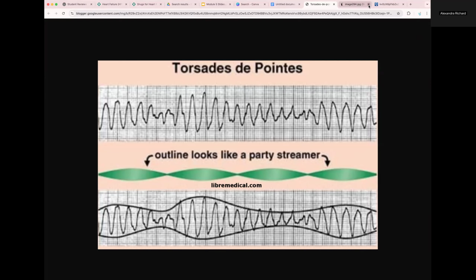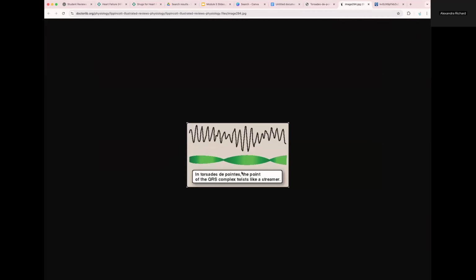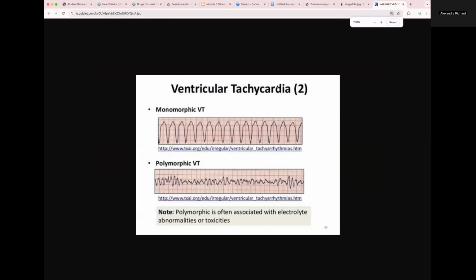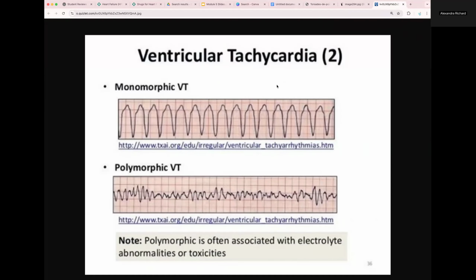Okay. And then also just to show you, this is another picture. It twists like a party streamer. Okay. And here we have a picture to help you see the difference between monomorphic and polymorphic ventricular tachycardia. Ventricular tachycardia looks just like mountains. So write that down. Ventricular tachycardia looks like mountains.